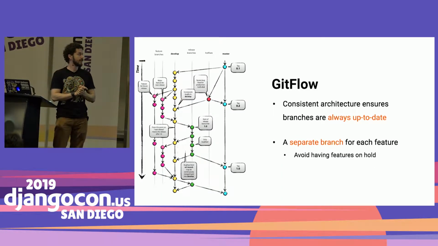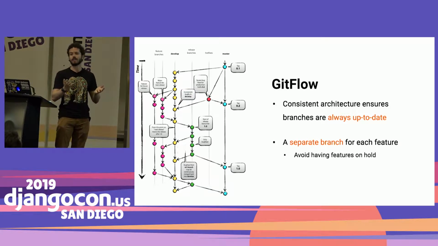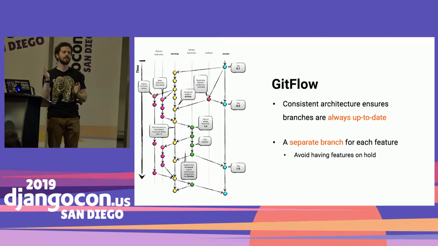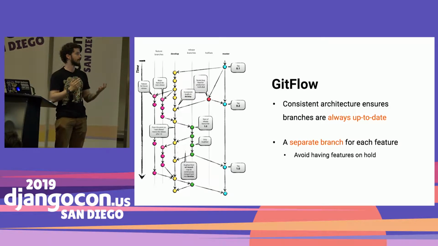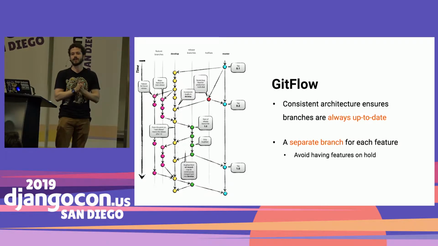Another thing that's very interesting is Git flow. Maybe some of you are already familiar with it. Git flow is a consistent architecture that ensures that branches are always up to date. So the idea is that whenever you're going to build a new feature, you're going to branch off the master branch so that you're pulling from the most up-to-date code, and you're also not risking conflicts because everybody is pulling from that same branch. Git flow also suggests that you create a separate branch for each feature.